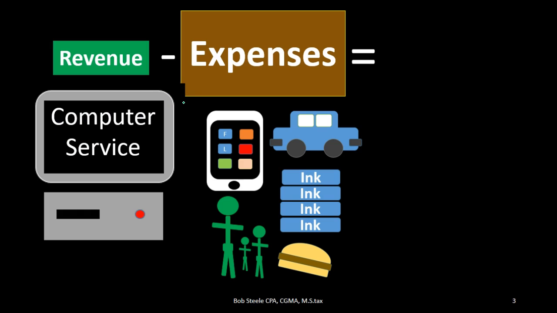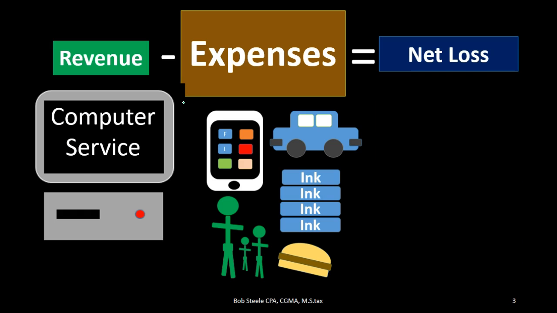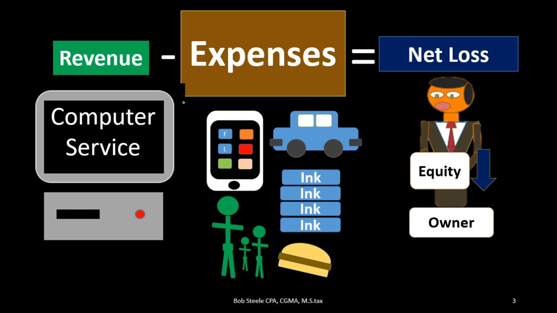Therefore, when we take revenue minus expenses, we do not have net income in this case. We have, of course, a net loss. That means that the equity section will also be going down. So when we think about assets minus liabilities, or the net value of the company, the amount that is owed to the owner in terms of the equity section, that would then go down by the amount of the net loss for that period of time.